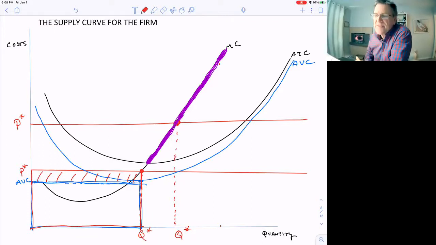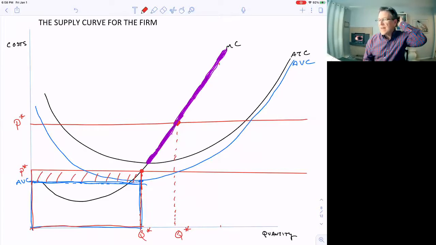So in this case, the firm is actually going to stay in business for a while, as long as they're covering their variable costs. If they can't cover their variable costs, then they will get out of the business. Even in the short run, they'll drop out.